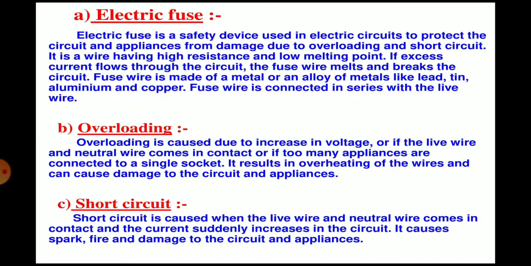Short circuiting. A short circuit is caused when the live wire and neutral wire come in contact with each other. Suddenly, a huge amount of current will flow. It causes sparks, fire, and damages to the circuit and appliances. So in short circuiting, the live wire and neutral wire come in contact and cause damages. In overloading, many switches are inserted in a single socket.